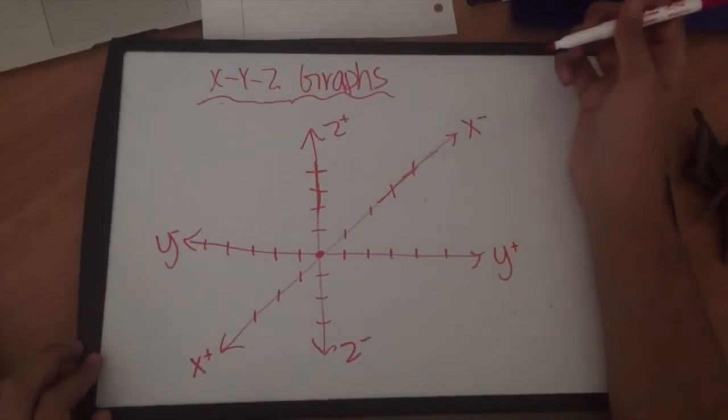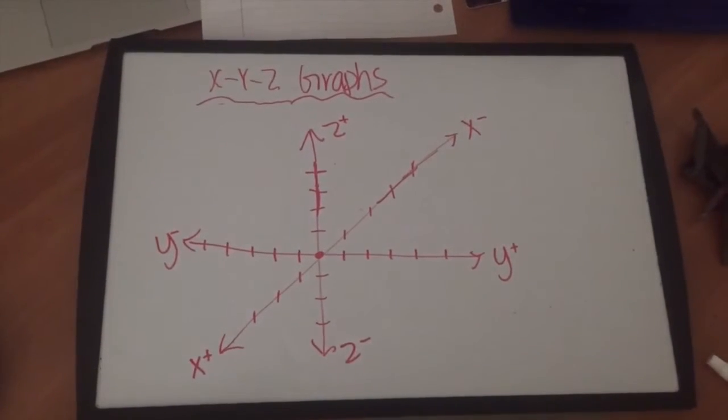Now there are things called XYZ graphs. The diagonal axis is the x-axis and the positive side is flipped with the negative side. The y-axis is the horizontal one and the z-axis is the vertical one.